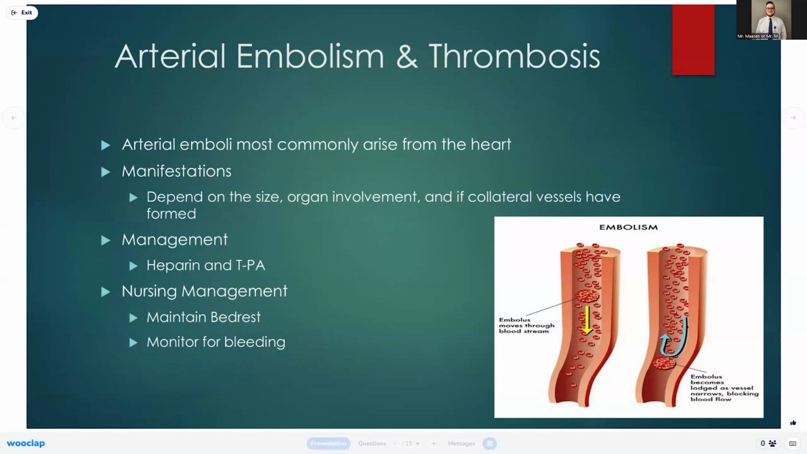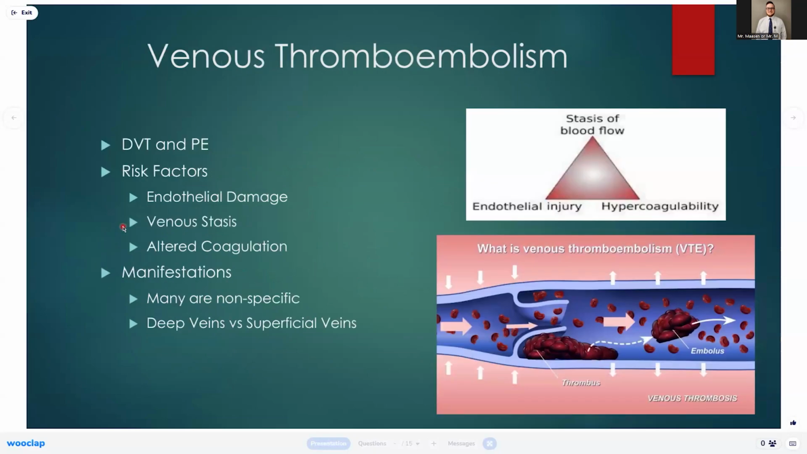So arterial embolism and thrombosis. So we can get a thrombus formation and we can get an embolus that moves around the artery. Usually it arises from the heart, if they're going to arise from anywhere. We can treat this with blood thinners and manage any bleeding, or bed rest.